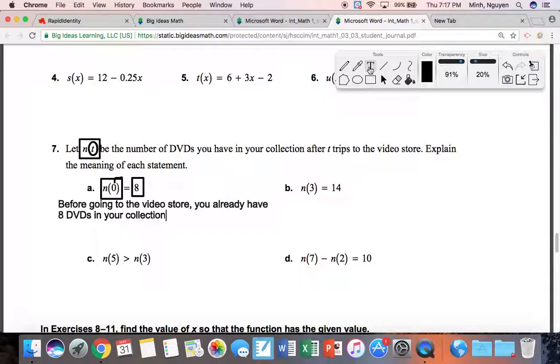This one should also be simple. How many trips is there? 3, right? T is the number of trips. So this is the number of trips. This is the number of trips. 5 and 3, 7 and 2. And the number is actually just the number of DVDs.